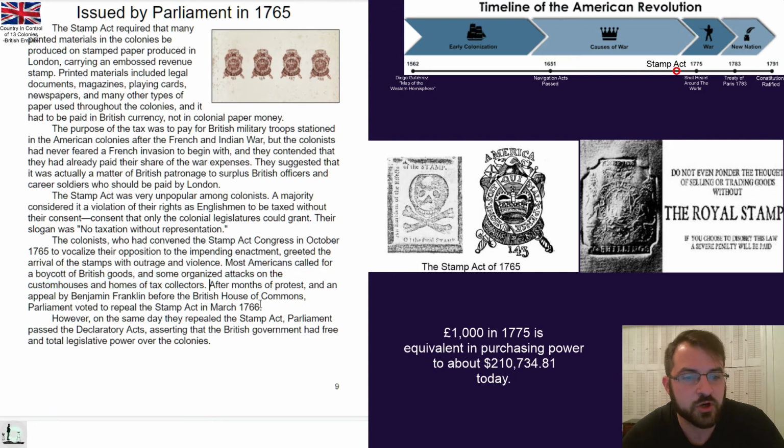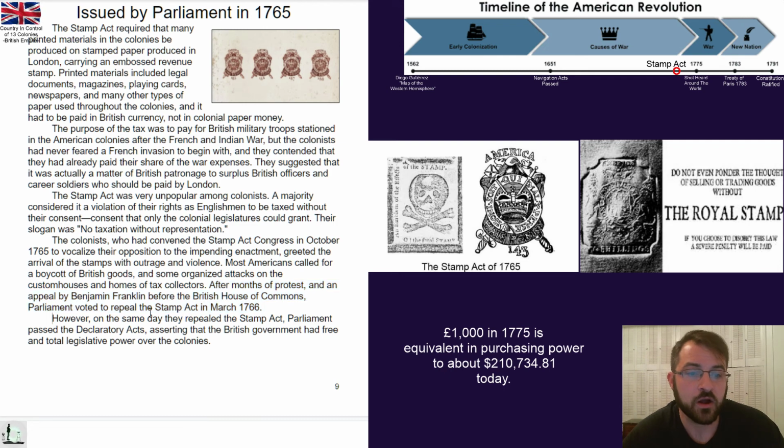After months of protests and an appeal by Benjamin Franklin before the British House of Commons, he actually went to London and tried to plead the case of the American colonists. Parliament voted to repeal the Stamp Act in March of 1766. So we threw such a big hissy fit, and Benjamin Franklin spoke so well, they got rid of it.